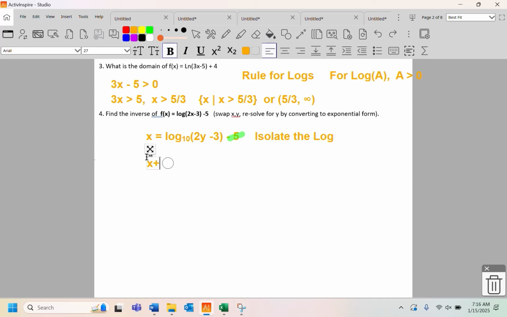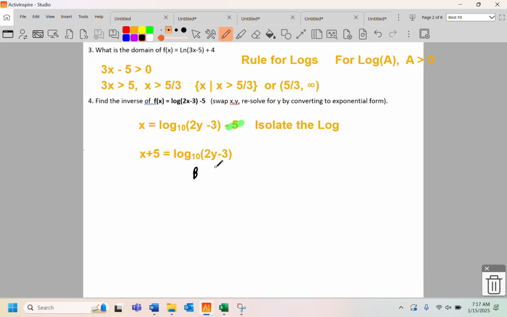x plus 5 is equal to a log base 10 of 2y minus 3. I'm going to switch over to pen because I can speed up. Now, since the logarithm is isolated, I'm going to identify my pieces. That's the base, that's the argument, which means this stuff has to be the exponent. So I'm going to exponentiate. I'm going to have 10 raised to the x plus 5, and it's going to equal 2y minus 3. And now we're going to add 3 to both sides.